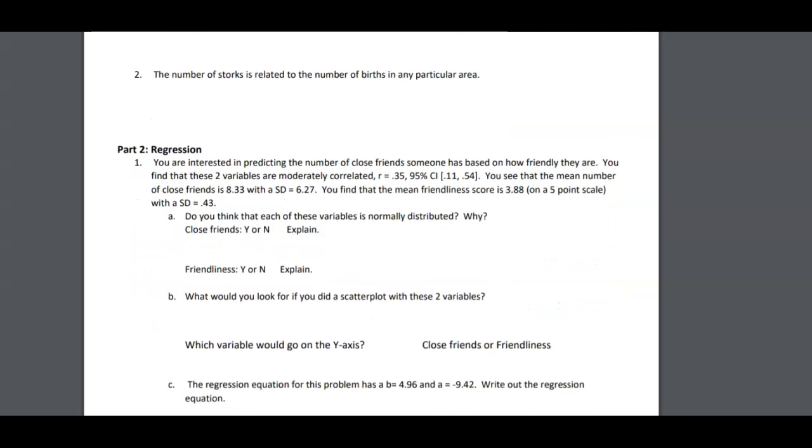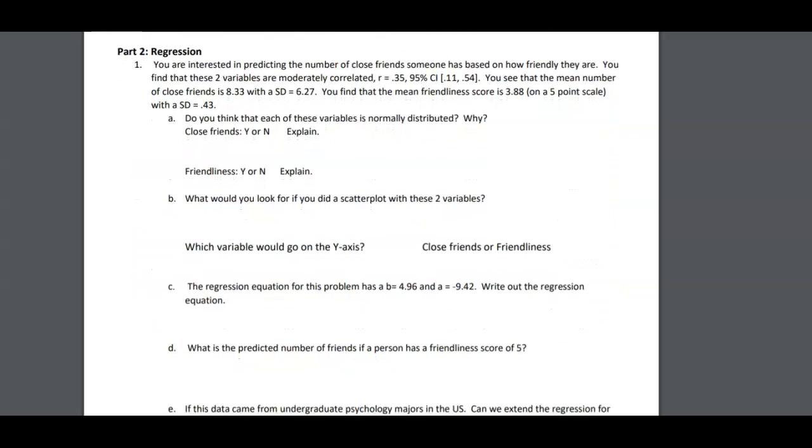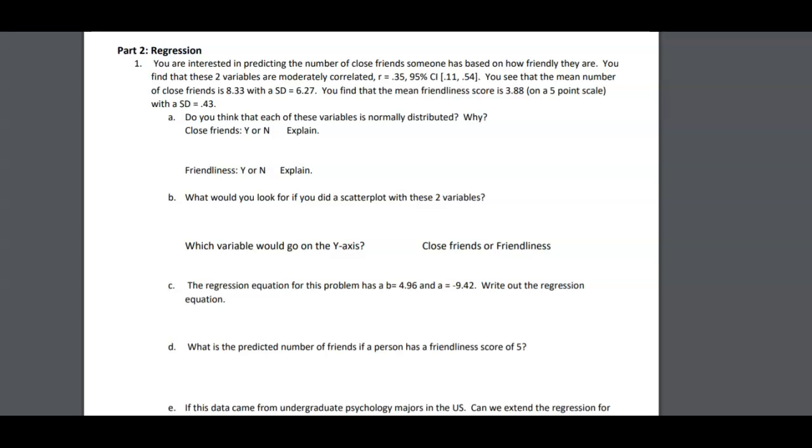The next part is a regression. So here I am giving you some information. I am telling you these two are related, right? They're related enough. So again, that's a precursor for running a regression. I also give you the means and standard deviations of the two variables. I am trying to predict number of close friends based on friendliness, right? So I want you to look at those means and standard deviations.